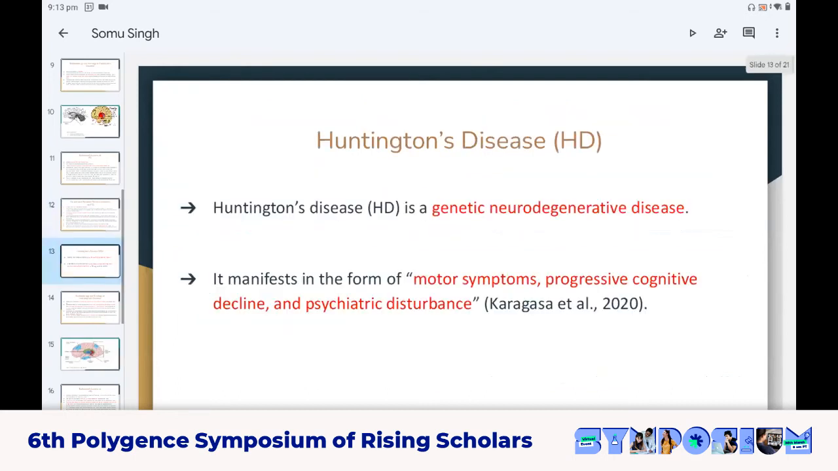Now, moving on to Huntington's disease. This is mostly a genetic neurodegenerative disorder, and it is also characterized mostly by motor symptoms, but there are also some behavioral symptoms at play here.